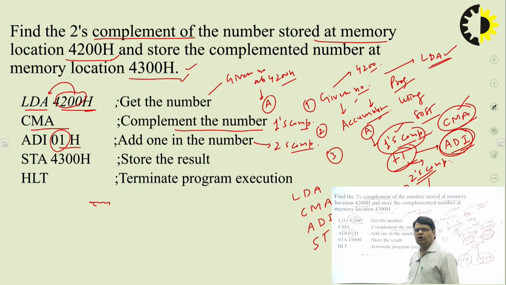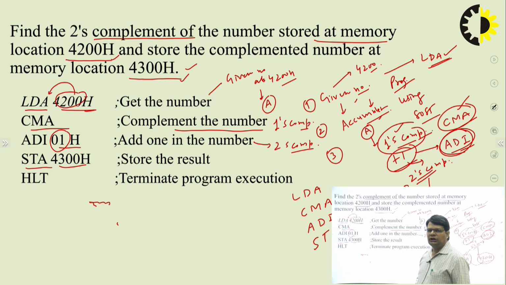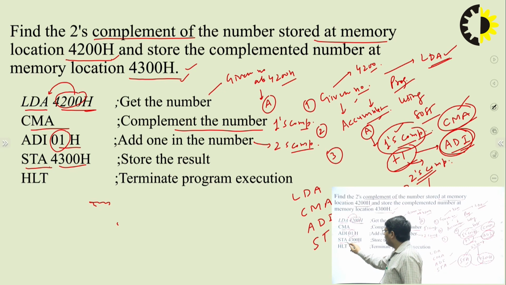Then the 2's complement result is available in the accumulator, so that is to be transferred to this location. So we will use the instruction store accumulator. So the content of the accumulator is stored at this location.